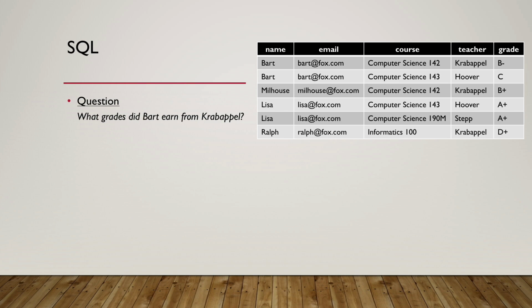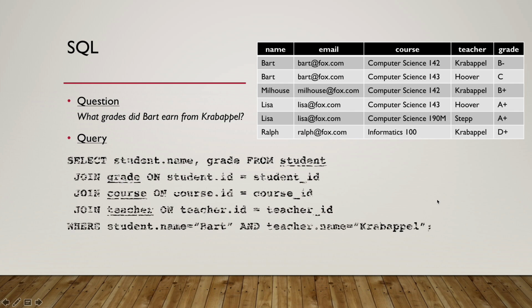Unfortunately, we don't have that. We have to recreate this table. Well, how do we recreate this table? We join everything back together. The student with the course, with the teacher, and the grade. That is 4 joins. So, student.name and grade from student. Join grade on student.id is student ID, course on course ID is course ID, teacher on teacher ID equals teacher ID. So here's 4 joins in one. Student, grade, course, and teacher all being joined back together.